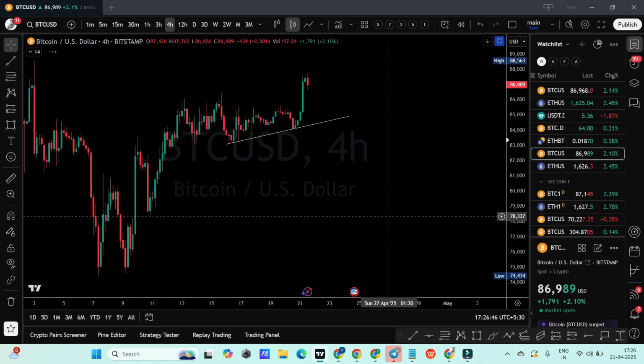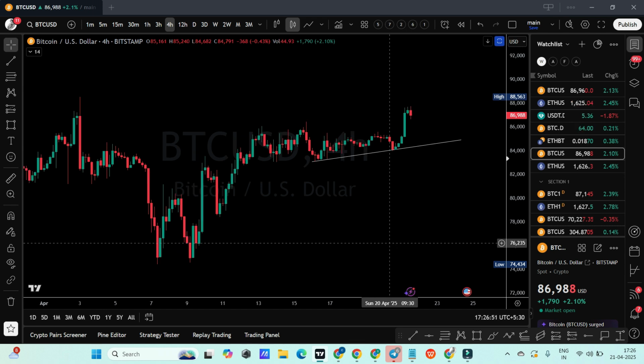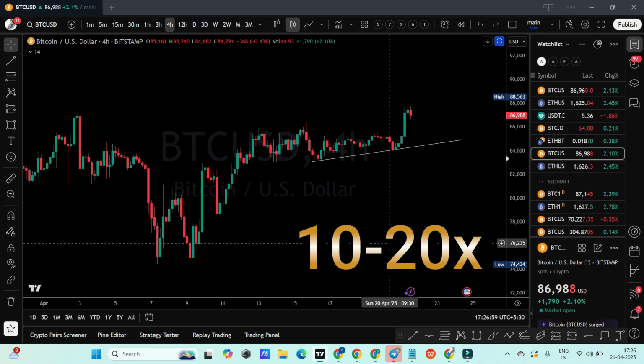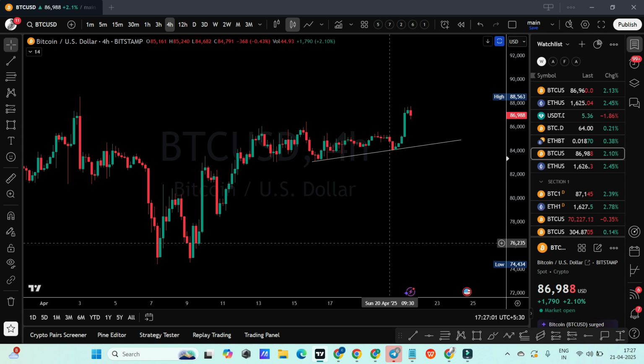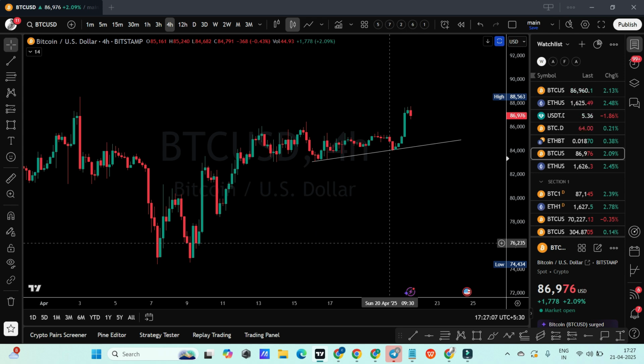But these are the right places where you can do the DCA in the investment level. Do your dollar cost average purchase with your handsome money. You can gain definitely 10 to 20x returns in upcoming this year or maybe next year. But absolutely you are going to get in 2027 and 2028. Those years will be a wonder for you. But you need the patience.